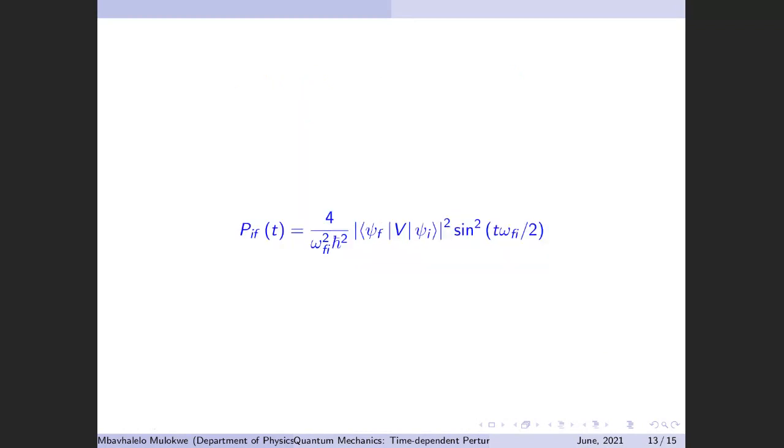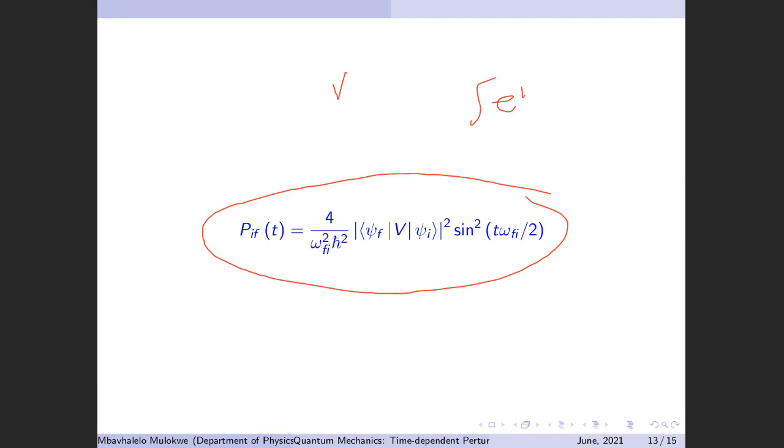And this is the final result that we have. So when v is a constant, you can take it out, and then you're left with the integral of e to the minus i omega final initial t dt from 0 to t. Once you do that integral and you take the mod, you just get sine squared omega final initial t over omega final initial squared in the denominator.